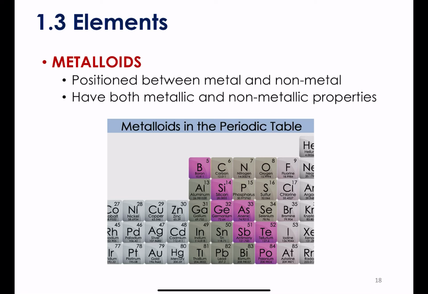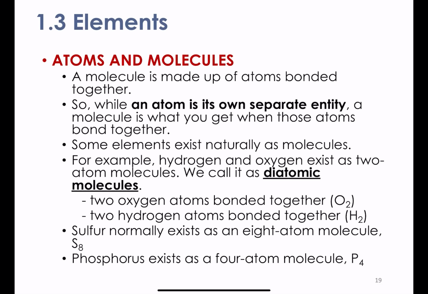Next, metalloid. Metalloid is a term for elements positioned between metal and non-metal, and usually in the form of a staircase. As you can see here, a staircase. Like a ladder. And what Miss circled, highlighted in purple here, is the metalloids. Metalloids have both metallic and non-metallic properties. Okay, let's go to the next one.